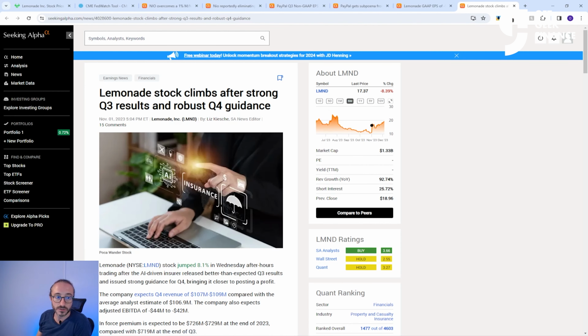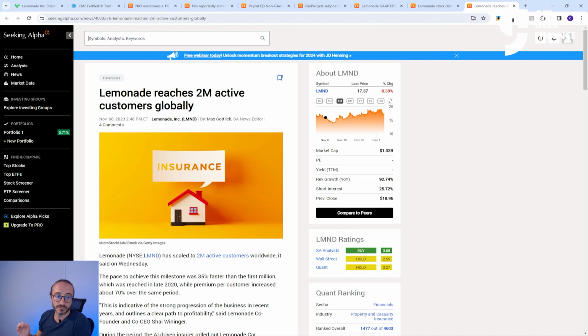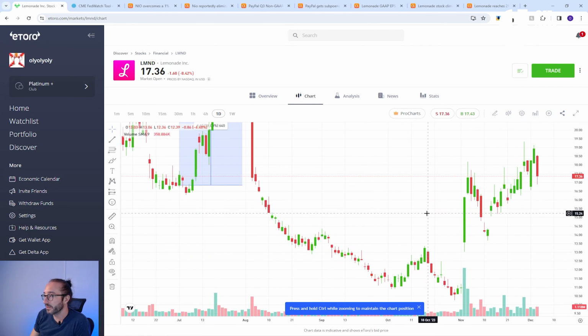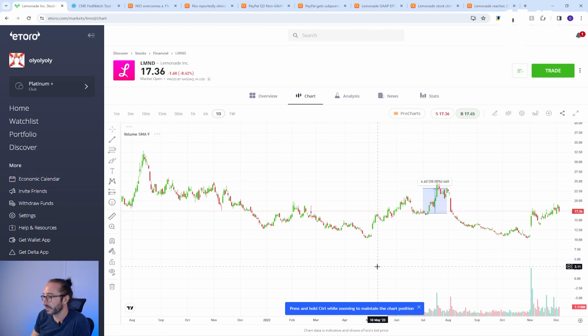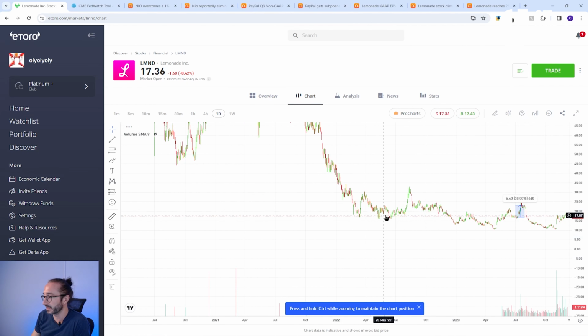But they also issued strong guidance for Q4, bringing them closer to posting a profit. And in other good news this month, Lemonade reached 2 million active worldwide customers. So anyway, for now, this is a hold, and then hopefully I'll cash this out at a position not so bad in the future.